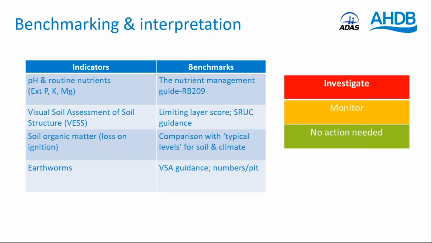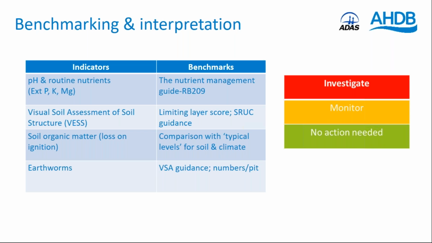In terms of benchmarking and interpretation, which is really key, there's no point measuring something if you don't have anything in your toolbox to understand what you see and guide your management. For pH and routine nutrients, we're just using RB209 guidance in terms of the soil indices. The VESS looks at the limiting layer score, where soil structure is poorest within that spit of soil.